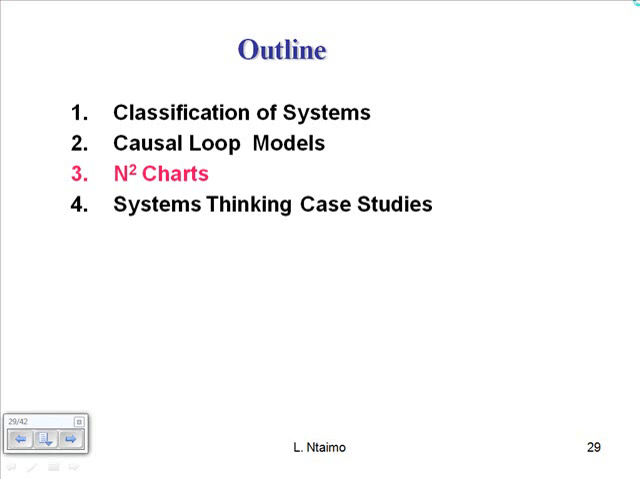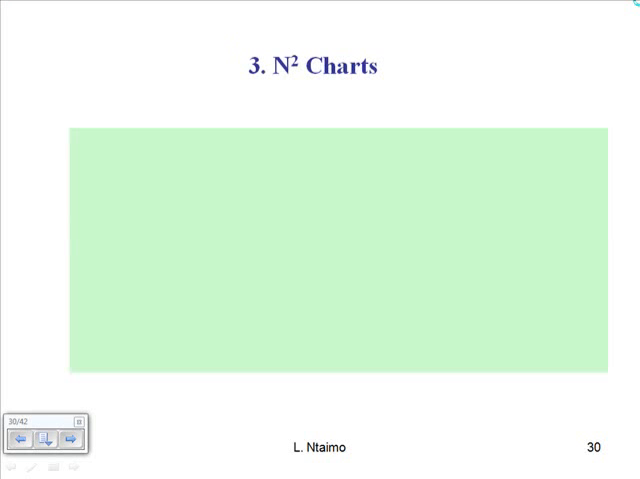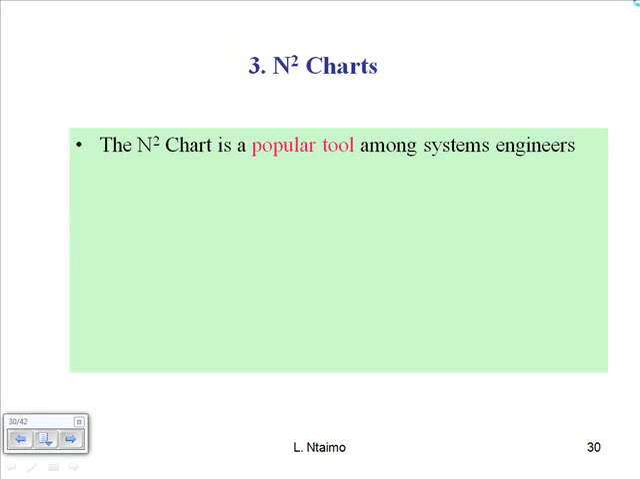Another tool that we use is what we call an n-squared chart or n-squared matrix. Okay, so I'm transitioning now from causal loop models. And by the way, there's going to be a causal loop modeling problem on the exam. I usually put one there, so make sure you practice. And n-squared chart, which is what we're going to do next.